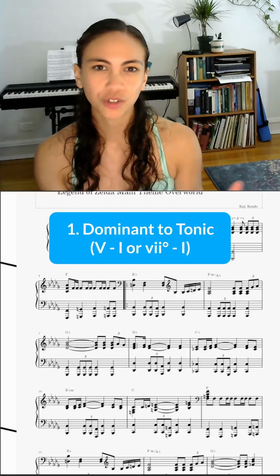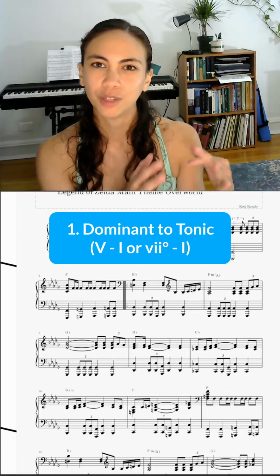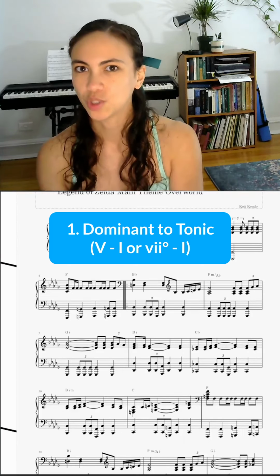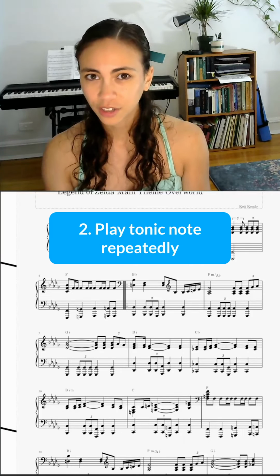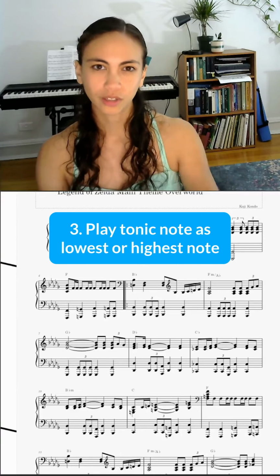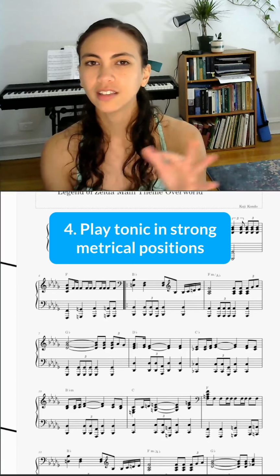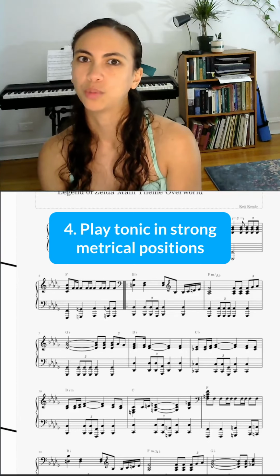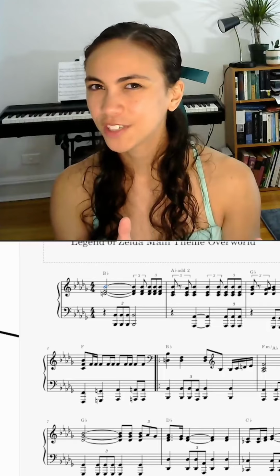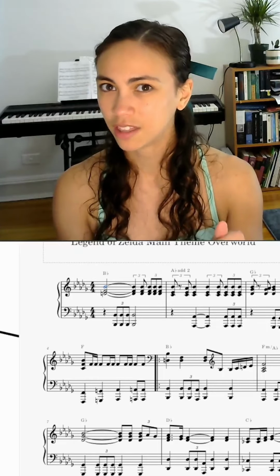First is the more traditional dominant to tonic motion, which is going to be a 5-1 chord, or a 7-1 chord. Then you can also play the tonic note repeatedly, or play the tonic note as the lowest and the highest notes, or play the tonic in strong metrical positions and leave the other chords in weaker metrical positions. So those are just some ways of establishing a key, but how does the Zelda main theme establish a key?